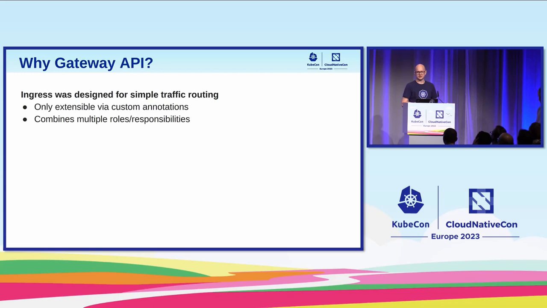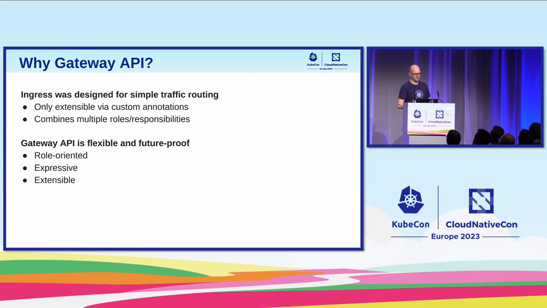Looking at Ingress, it was initially designed for more simple traffic routing, many years ago. It is extensible, but it's only extensible via custom annotations, as it's a network model that only consists of one Kubernetes resource. And because it only consists of one resource, it also combines multiple organizational roles and responsibilities into this one resource. Whereas Gateway API is a networking model that consists of several Kubernetes resources, making it a bit more flexible.